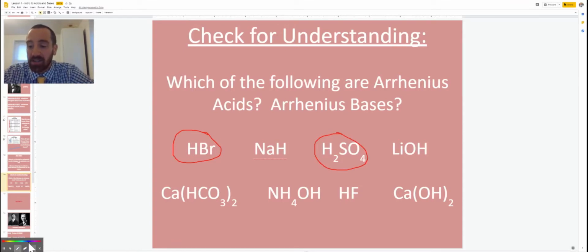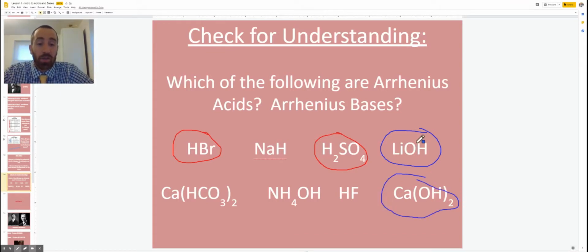Where are my bases? Where are my Arrhenius bases? Well, we're looking for OH. So I have LiOH, it's lithium hydroxide, it has OH on the back end of the chemical formula, as well as calcium hydroxide, CaOH2. So this is a base, this is a base, these are my two acids, and for those of you who just caught my mistake, we actually have this guy as a base, and I forgot an acid over there. It'll be HF is also an acid.